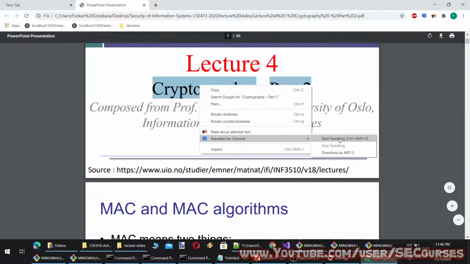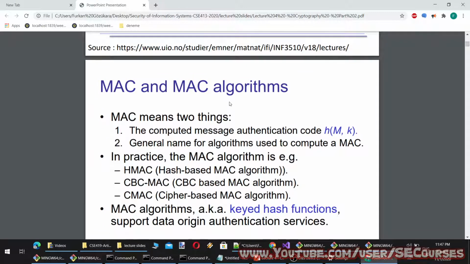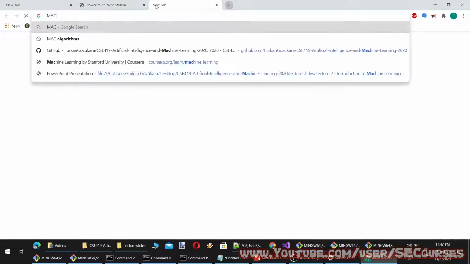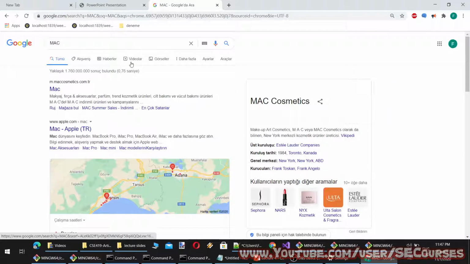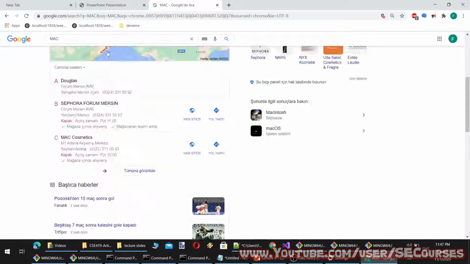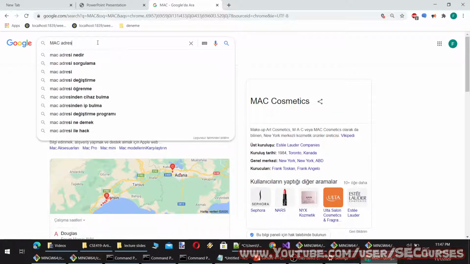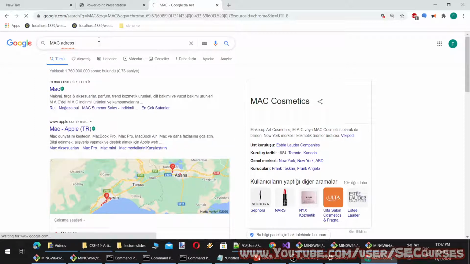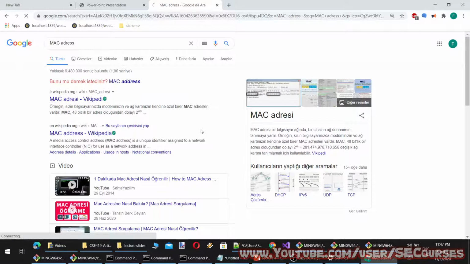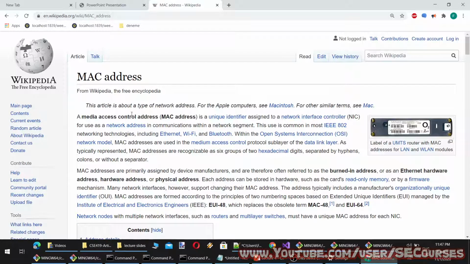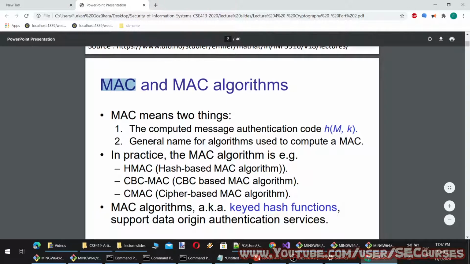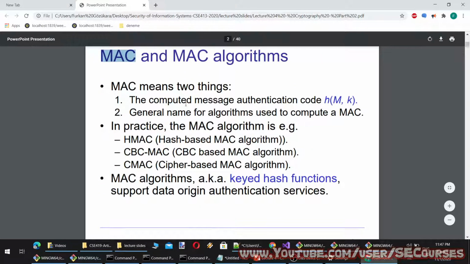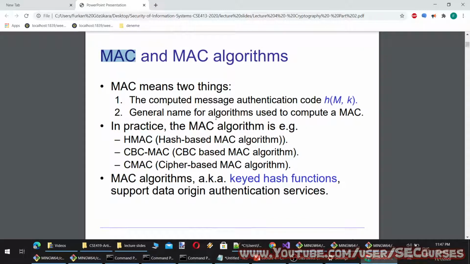So today's topic is Cryptography, Part 2. Okay, let's start with MAC and MAC algorithms. This MAC is not the MAC that we know. When we type MAC into Google, what comes to our mind is the MAC address of our network cards. A MAC address is usually a media access control address. However, this MAC is different. This is the computed message authentication code.